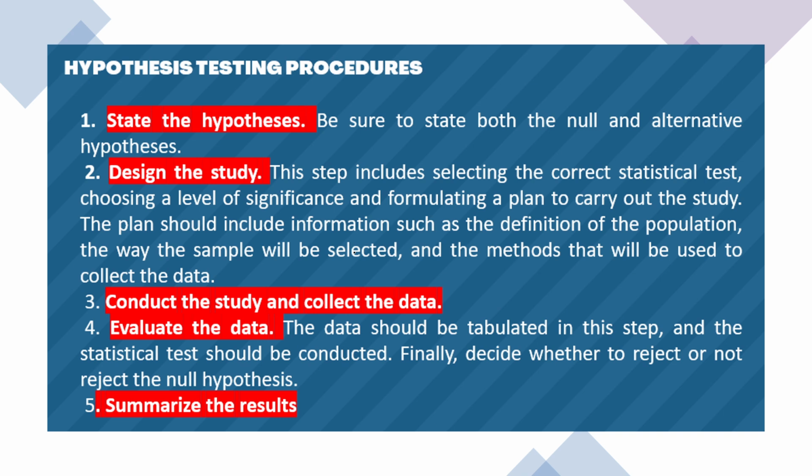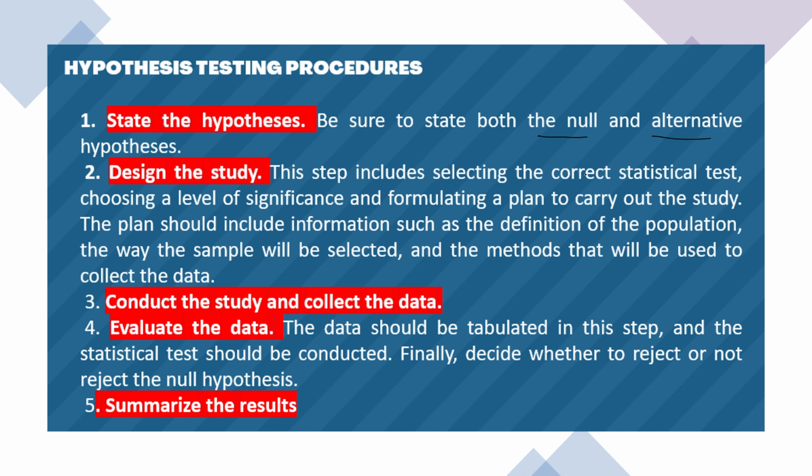The first one is we need to state the hypothesis. So be sure to state both null and alternative hypothesis. Second, design the study. These steps include selecting the correct statistical test, choosing a level of significance, and formulating a plan to carry out this study. The plan should also include information such as the definition of the population, the way the sample will be selected, and the methods that will be used to collect the data.